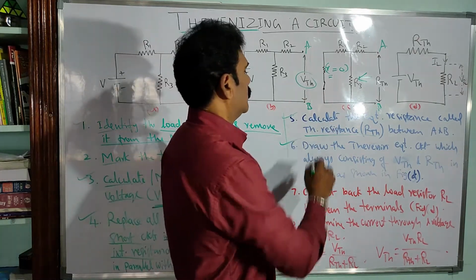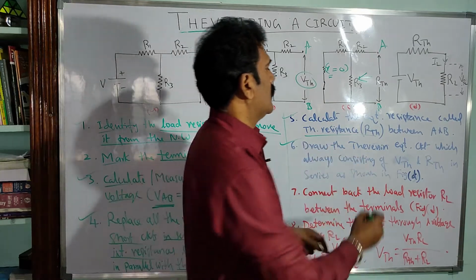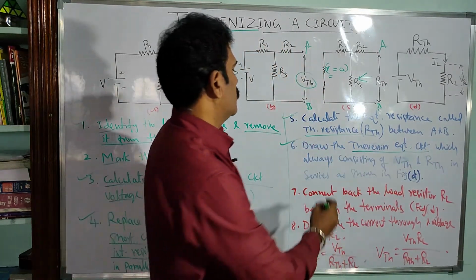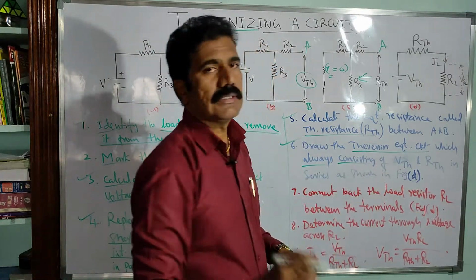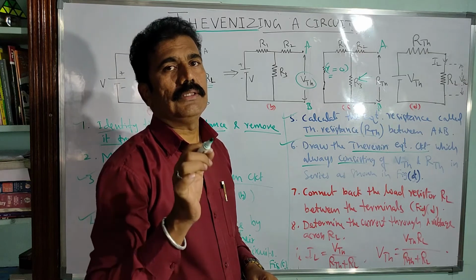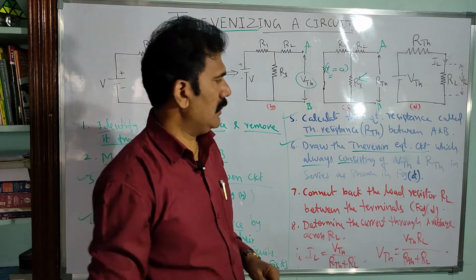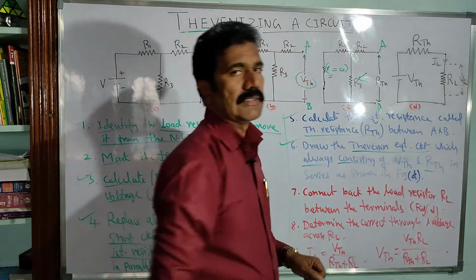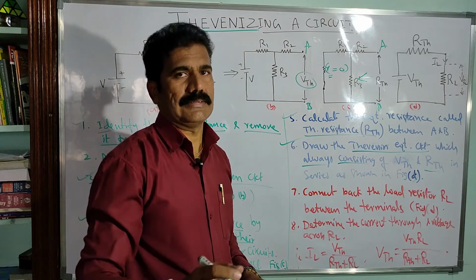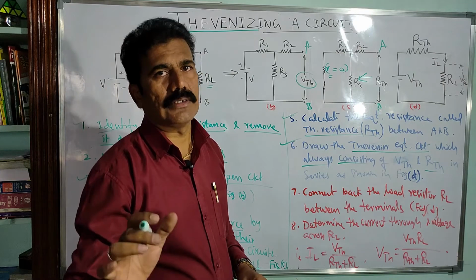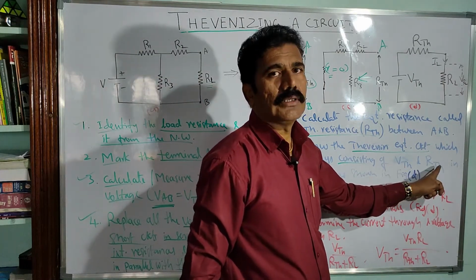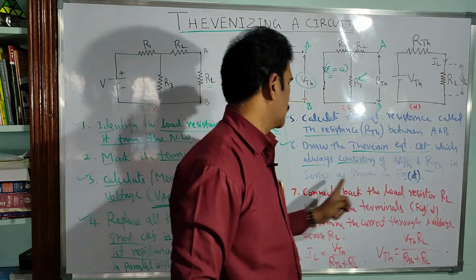Then draw the Thevenin equivalent circuit. How do you draw it? It always consists of a single voltage source, which is the Thevenin voltage source, and a single resistance. What is that single resistance? It is the Thevenin equivalent resistance RTH. The single voltage source VTH and the single resistance RTH are connected in series.